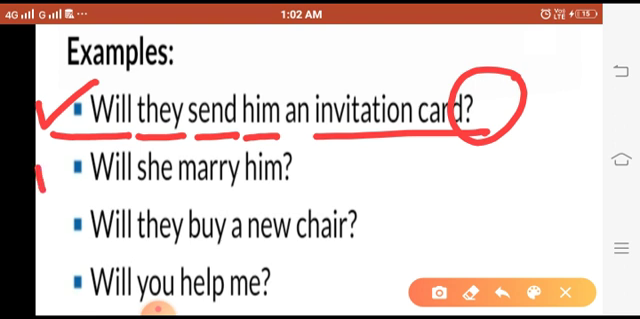Next, will she marry him? Will they buy a new chair? Will you help me?